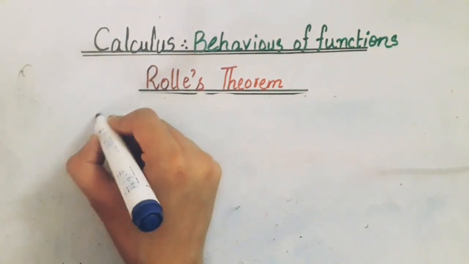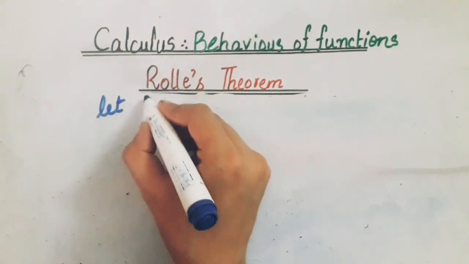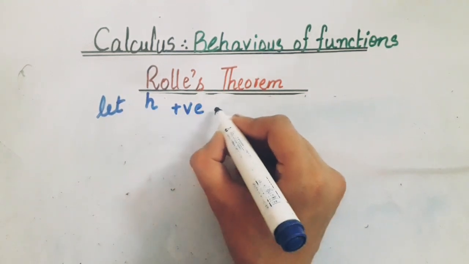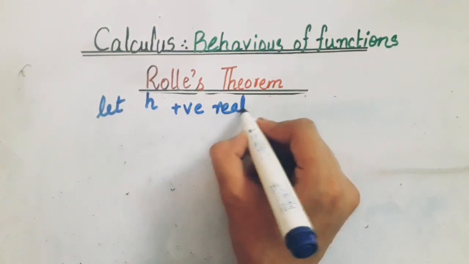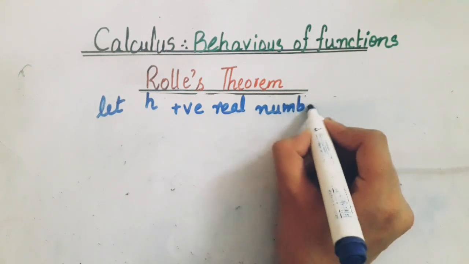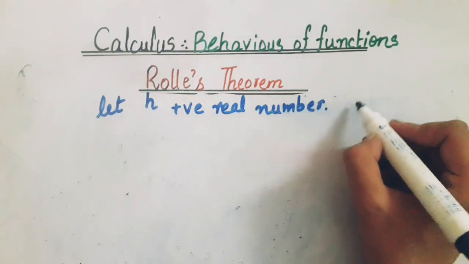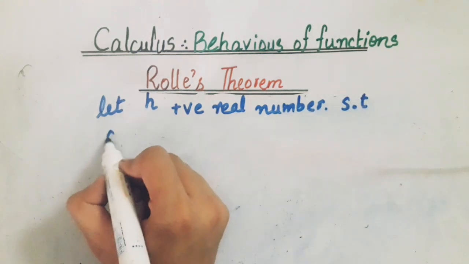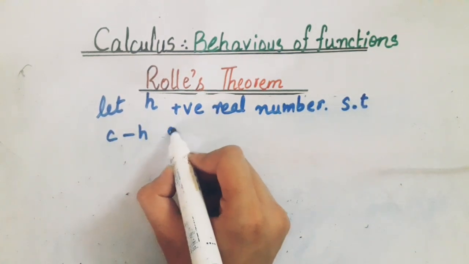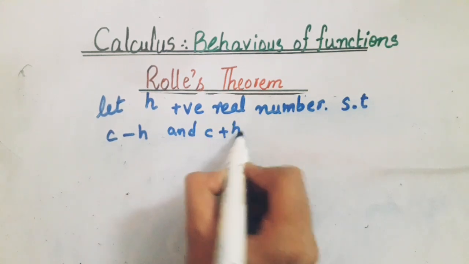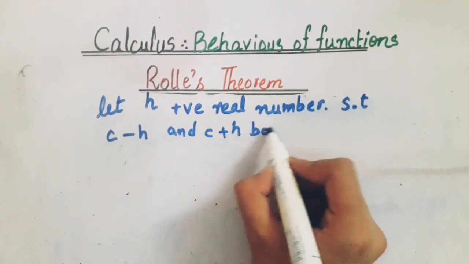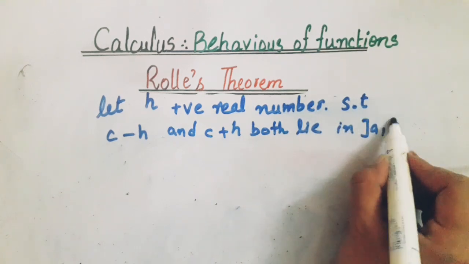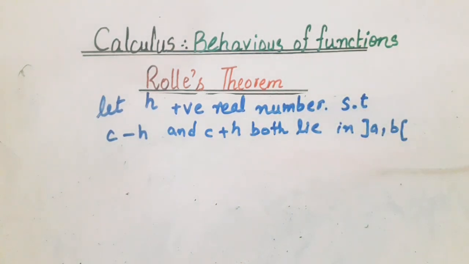Now consider h to be a positive real number. The condition for h is such that c minus h and c plus h both lie in the open interval (a, b).